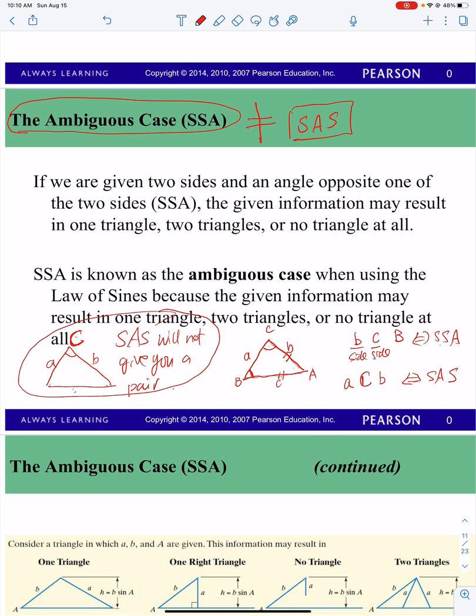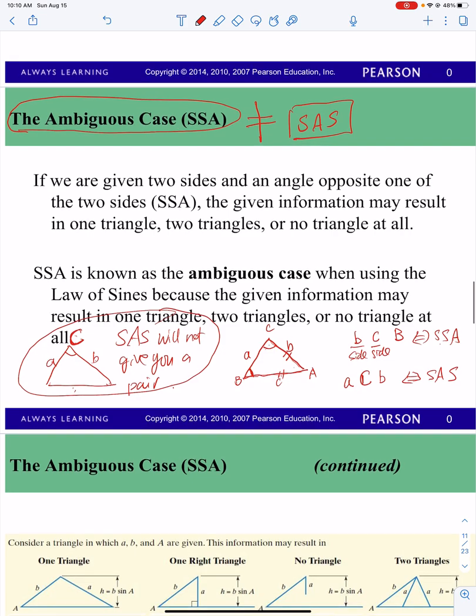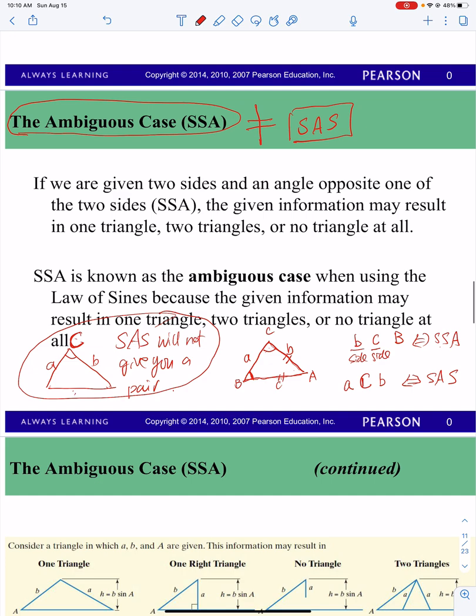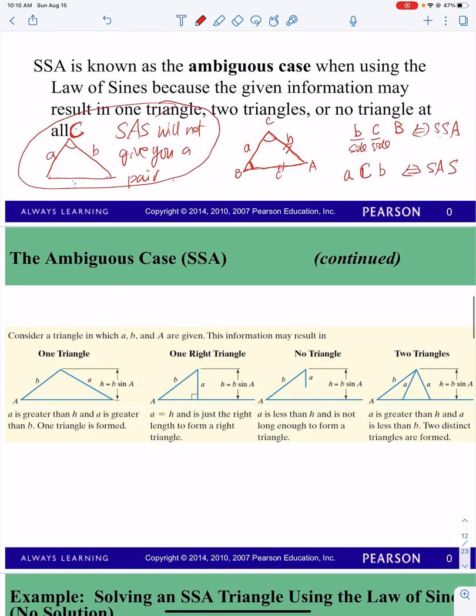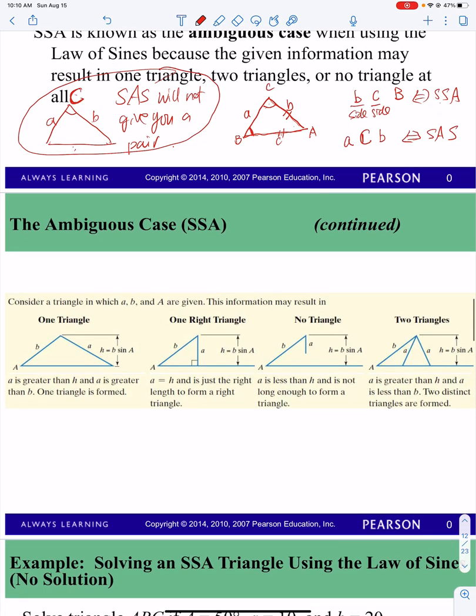But for all these, law of sines and law of cosines, what you always need to remember is you need to find a pair. If there is a pair, use it. If there is no pair, sorry, it does not work. Okay, so the ambiguous case means here.